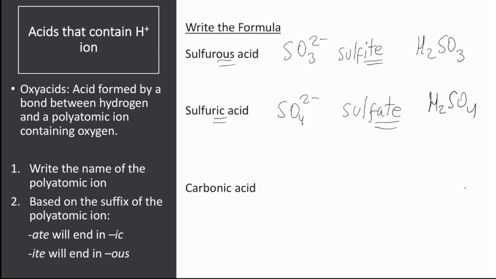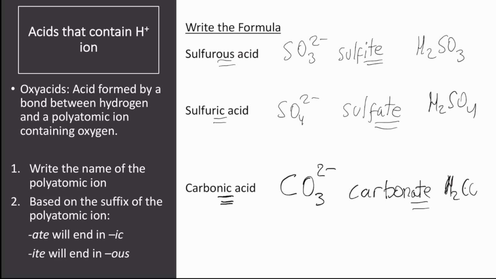And the last one is carbonic acid. So we have again the suffix ic. So this one has the carbonate polyatomic anion. And the formula is H2CO3.